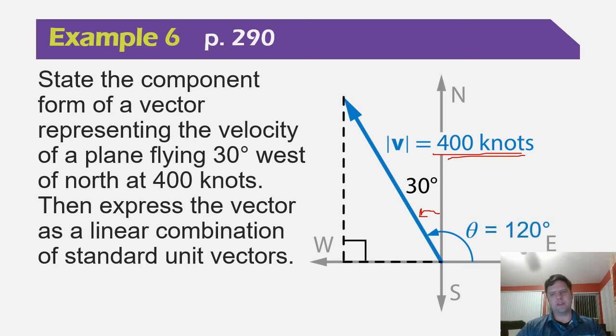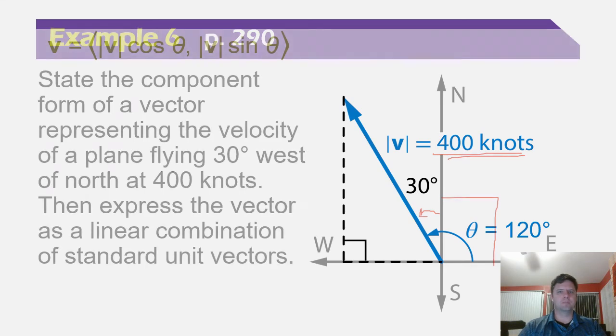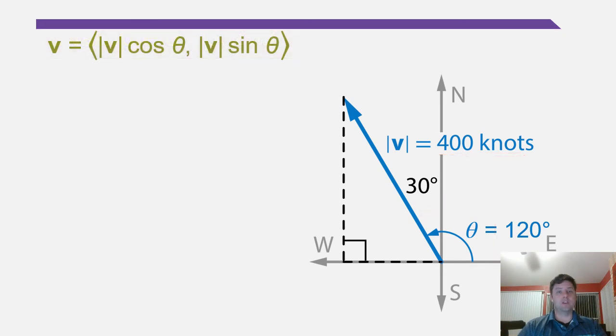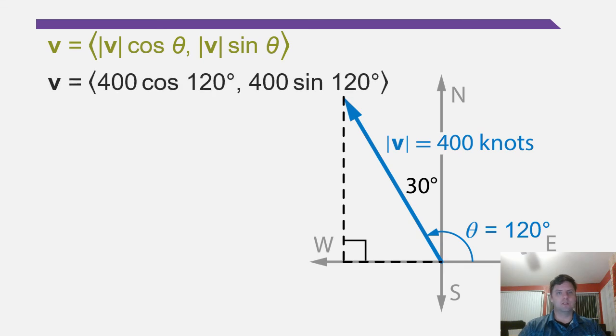We know that the theta ultimately here is 120, right? Because this is 90 degrees to here, and we add another 30. That would give us a theta of 120. So now our equation was just, we take the magnitude times cosine theta, and we get the x component. And we take the magnitude times the sine of theta, we'll get the y component. So 400 cosine 120 and 400 sine 120. And we get negative 200 and 346.4.